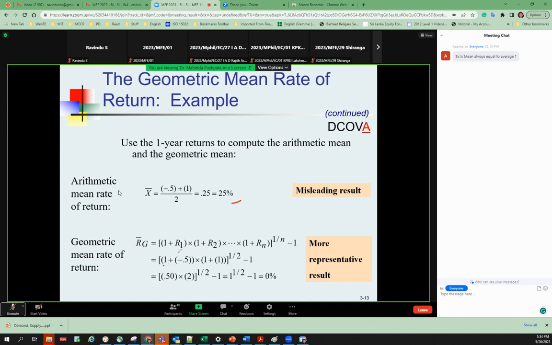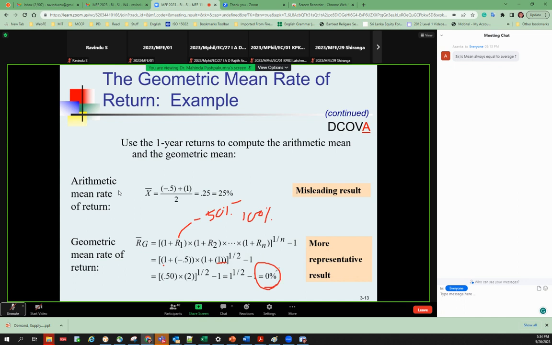1 plus R1, where R1 is the rate of return in period 1. It is minus 50%. But here we convert it into minus 0.5, because we have multiplied it by 100 for the percentage. That's why we use minus 0.5 here. 100% means 1. Then when you solve this equation, you can see the value is 0.